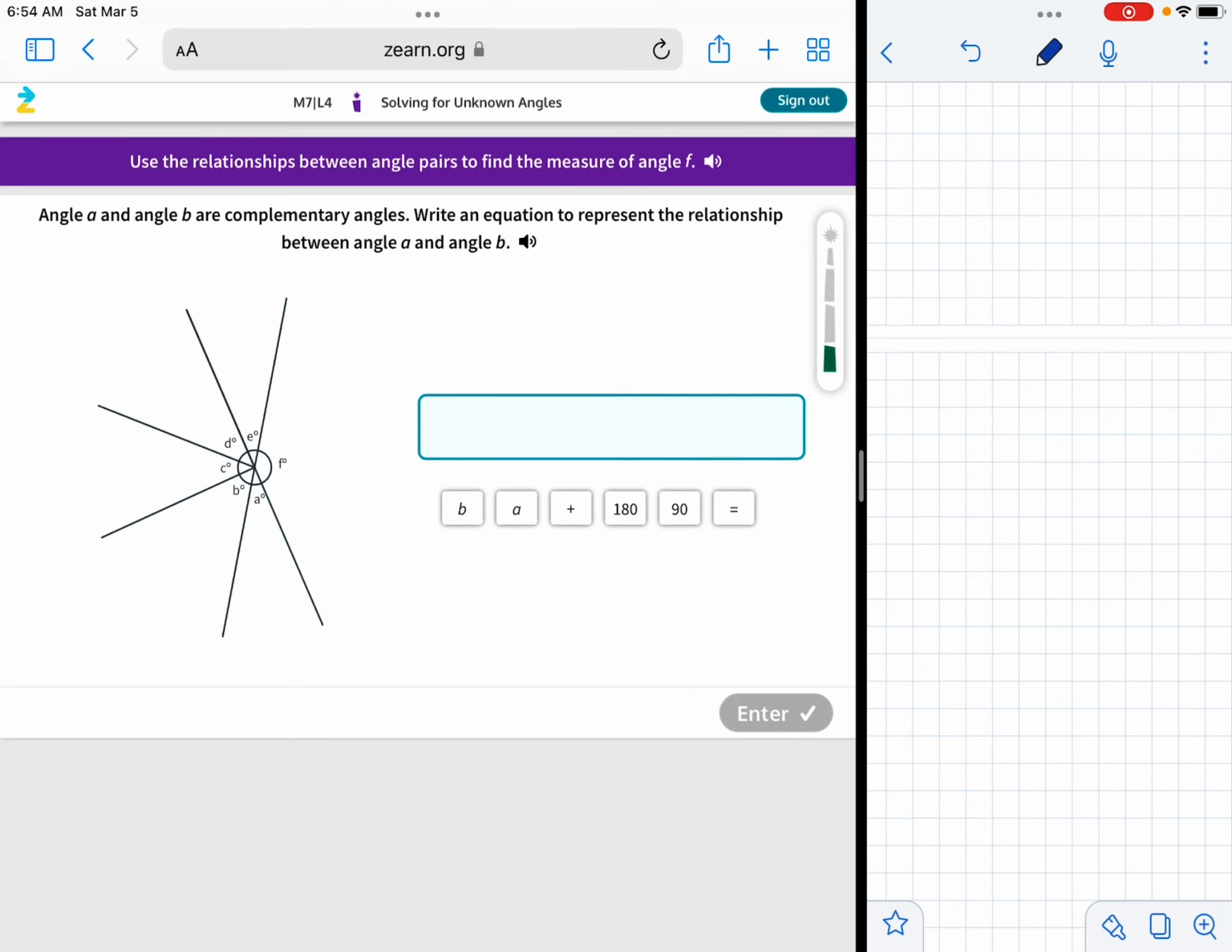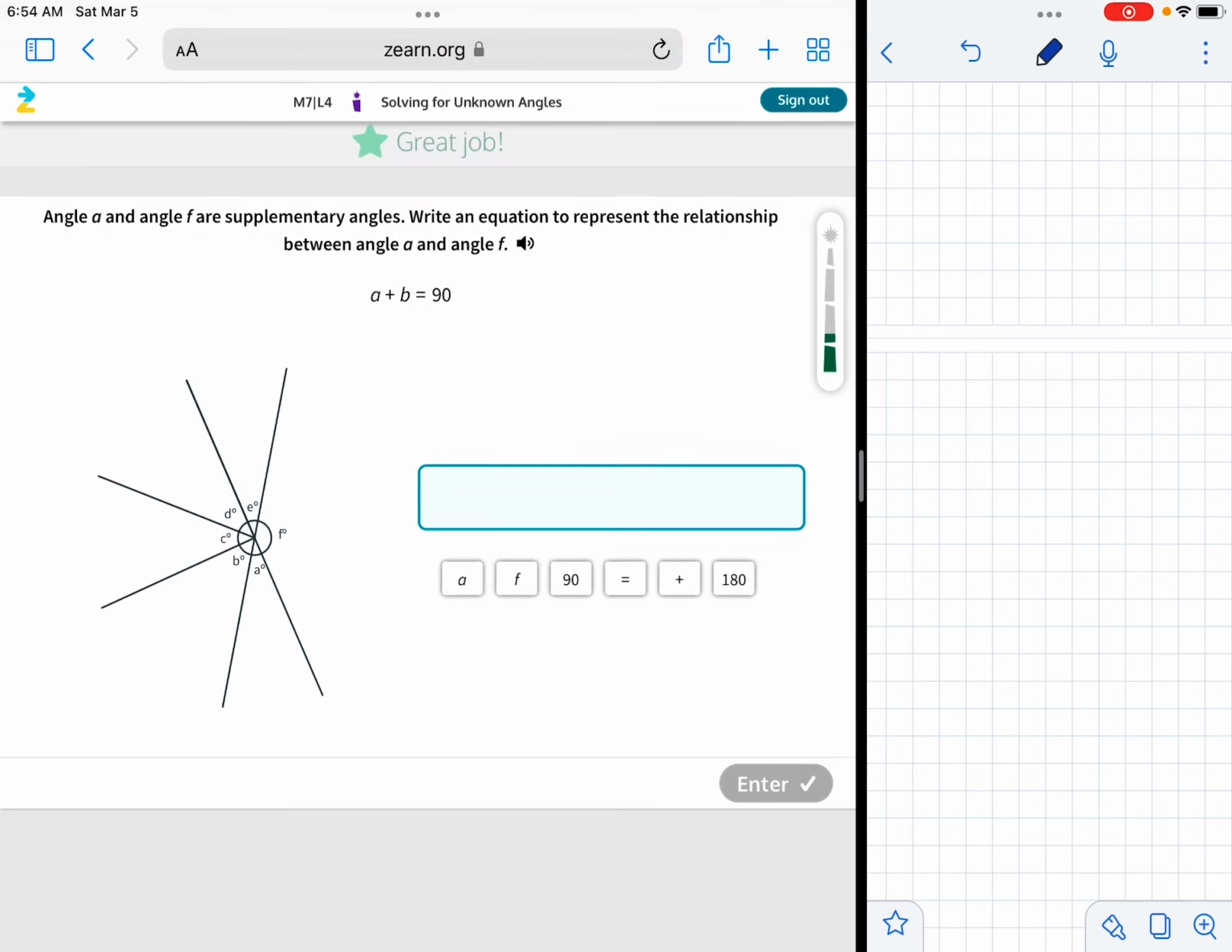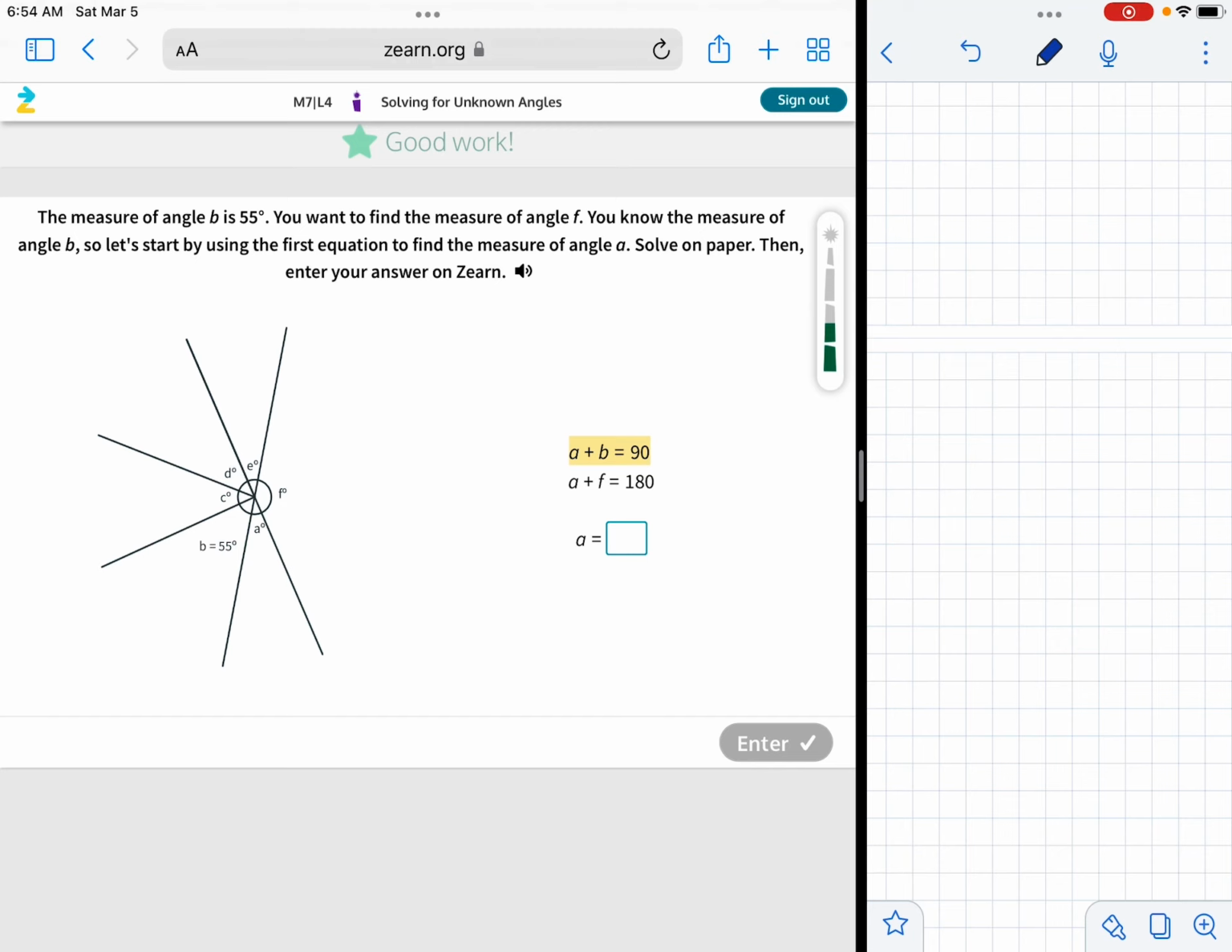A and B are complementary, so A plus B, supplementary is 180. And then it says if measure of B is 55, we're looking for A. Well, we know A plus B have to be 90, so we could just do 90 minus that 55. So 90 minus 50 is 40. And then 40 minus 5 is 35.